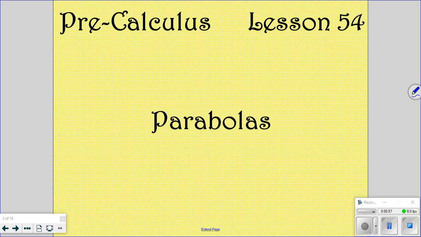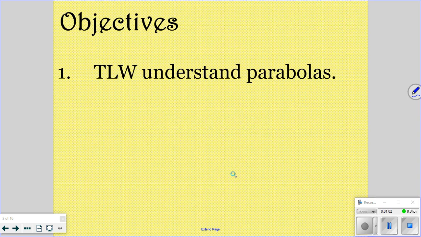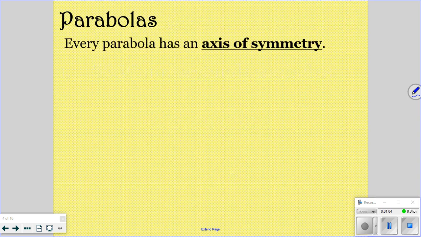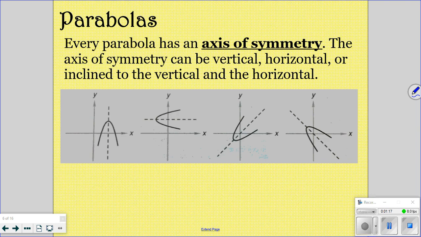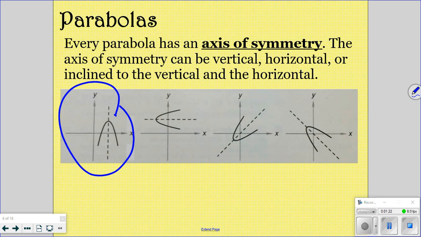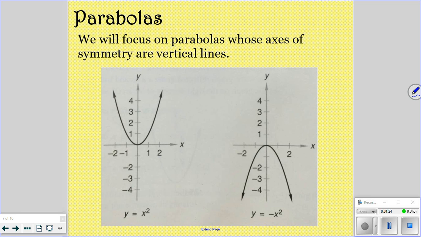We're going to be looking at lesson 54 today. We're going to be graphing parabolas. So hopefully after this lesson, you'll understand how to graph parabolas. Every parabola is going to have an axis of symmetry that it's going to be symmetric about. It can be vertical, horizontal, or inclined to the vertical and the horizontal. So any of these would work. We are going to look at ones like this. So we're going to be opening either up or down. But our axis of symmetry is going to be a vertical line.